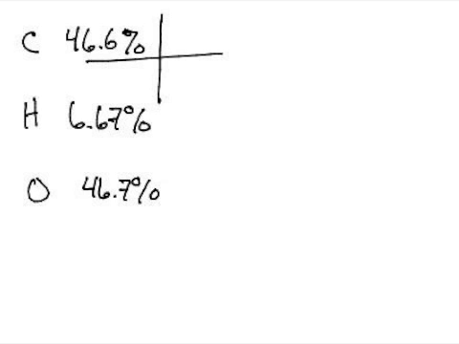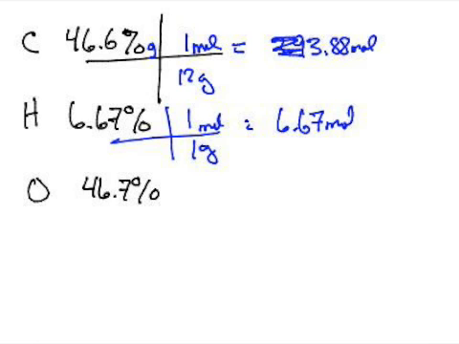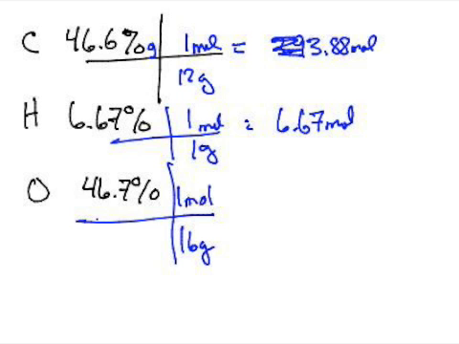These are like grams, so I'm just going to put a G next to each of these. So I'm going to say 12 grams, 1 mole, and that comes out to 2.9. Nope, 3.88 moles. And this is going to be 1 over 1 gram and 1 mole. I can do that. That is 6.67 moles. I don't even need a calculator. This is 16 grams in 1 mole. 2.92. Smallest number is the 2.92.